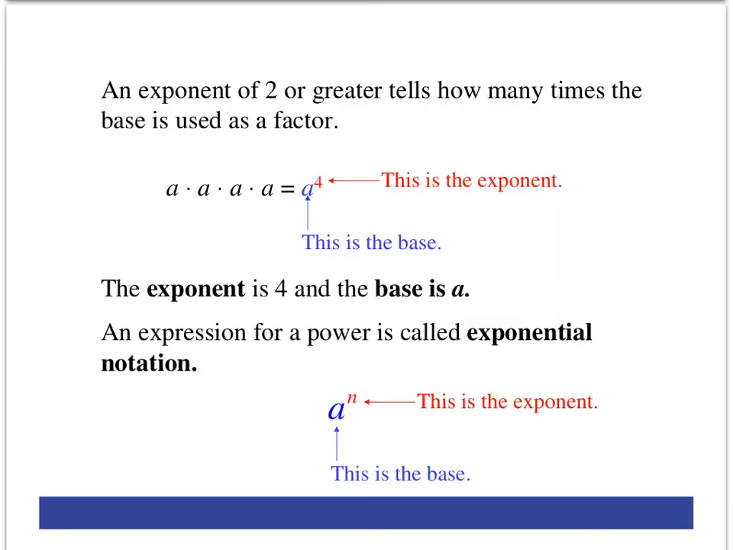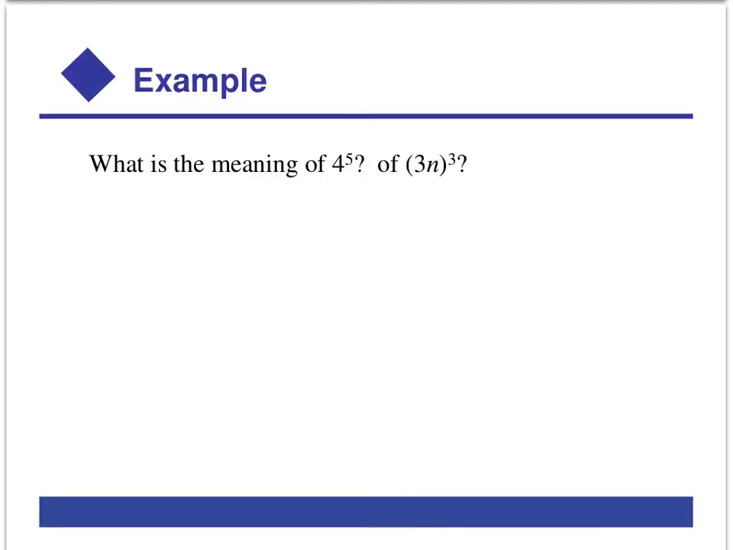When you're looking at exponents, in this case, a would be considered the base, and 4 is the exponent, and that tells us how many times we're going to multiply the factor. So the exponent is 4, the base is a. An expression of a power is called exponential notation. An example, what is the meaning of 4 to the 5th? And also, what is the meaning of 3n raised to the 3rd?